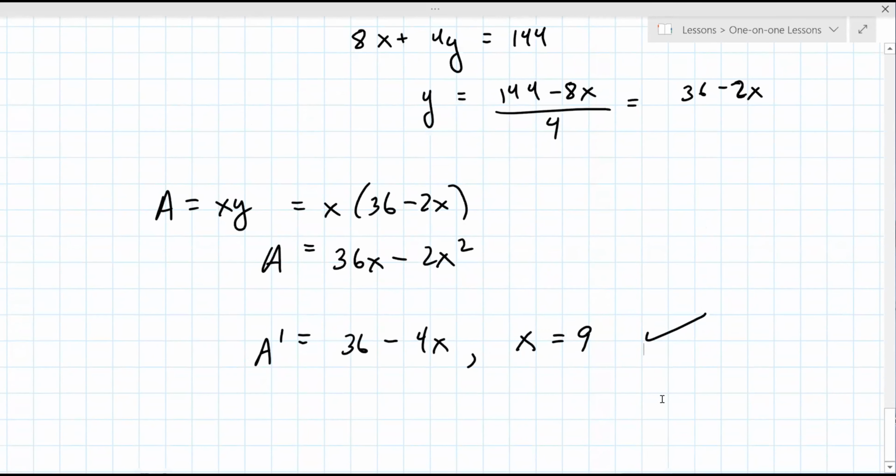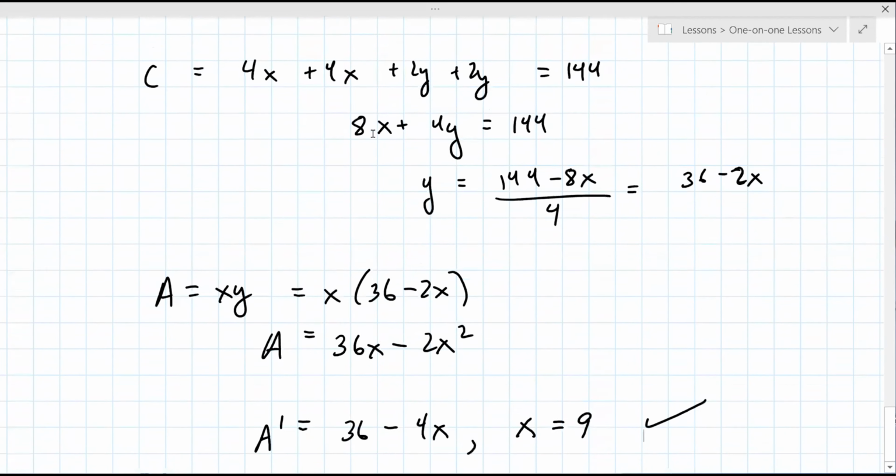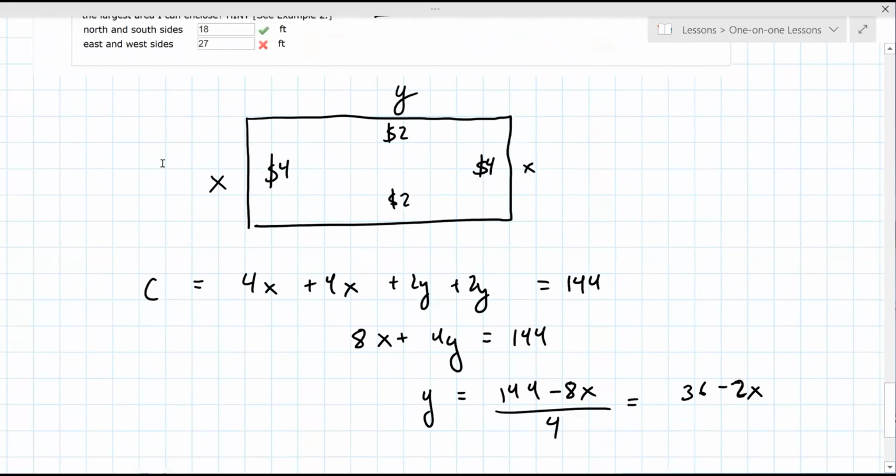So 9 is your east and west sides. Oh, and then Y is 36 minus 2 times 9, which is 18? You take the derivative and set it equal to 0. Yes. So your other answer just needed to be 9.